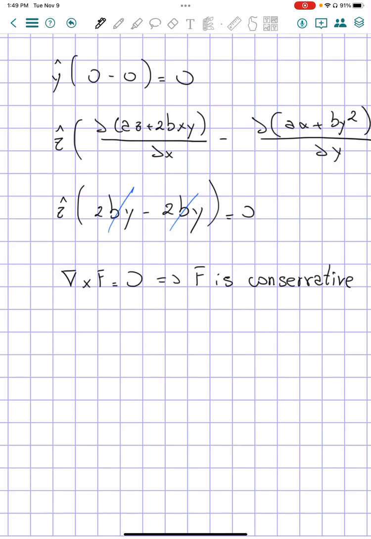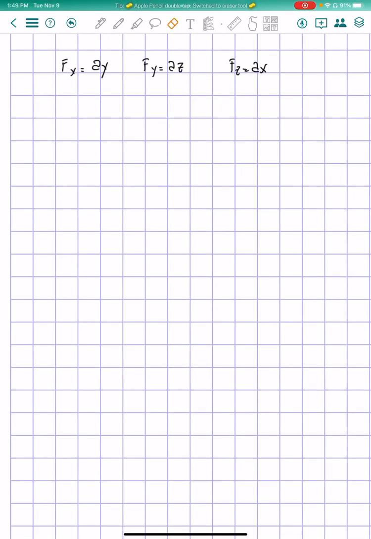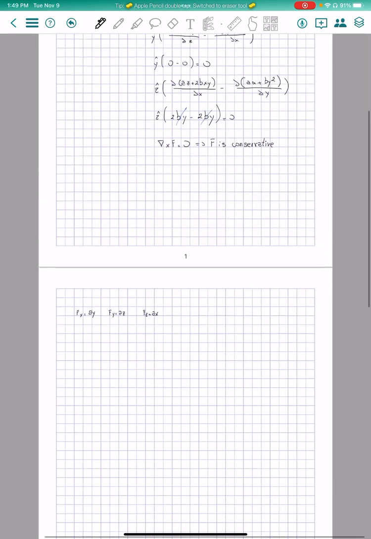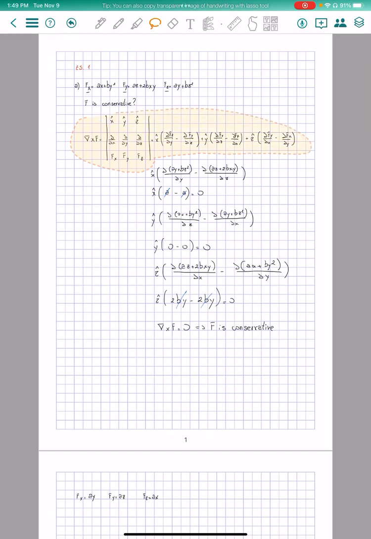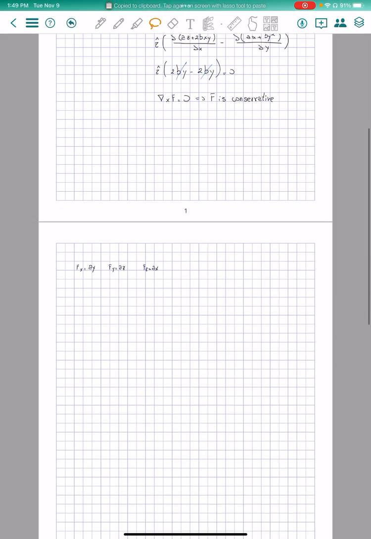Now let's imagine I have a second force. Let me rewrite the different components. So F of x is equal to ay, F of y is equal to az, and F of z is equal to ax. So now what I'm going to do is the same thing. So del operator, del cross product. So let me just copy and paste this thing because it doesn't matter how you're going to do it. So it's going to be the same thing.